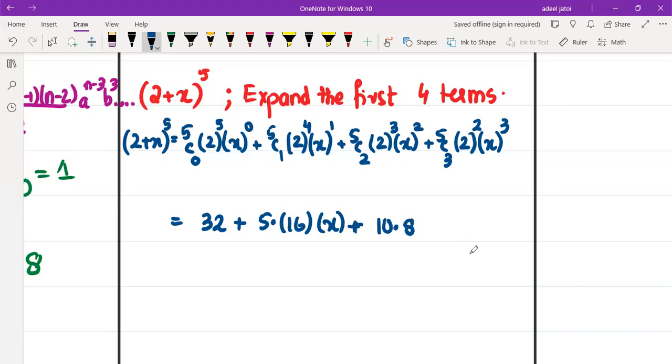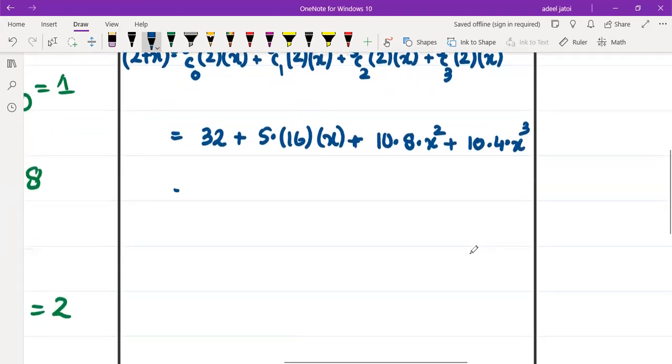Multiply by 8, multiply by x square. Similarly, take up your calculators, type 5, shift divide, you will have C, and press 3. 5C3 is 10 as well. So this is 10 for x cube.